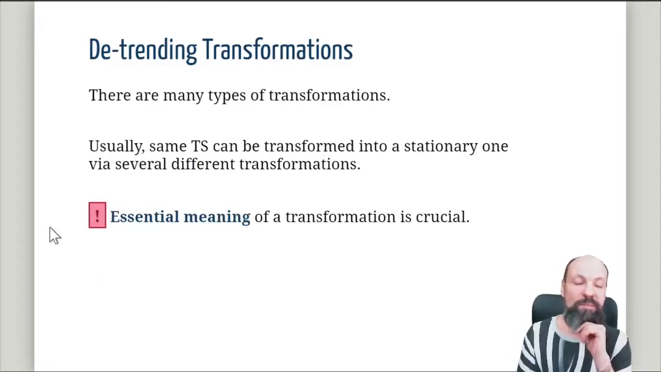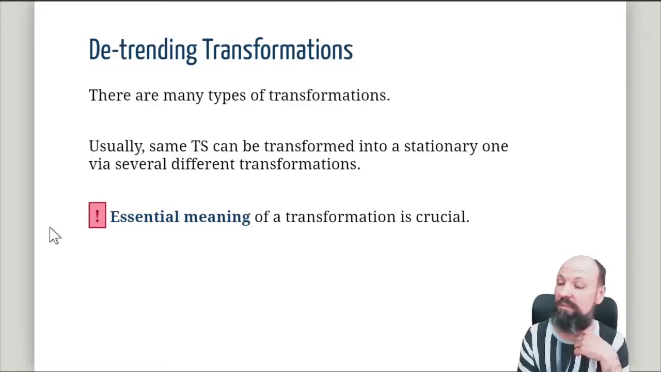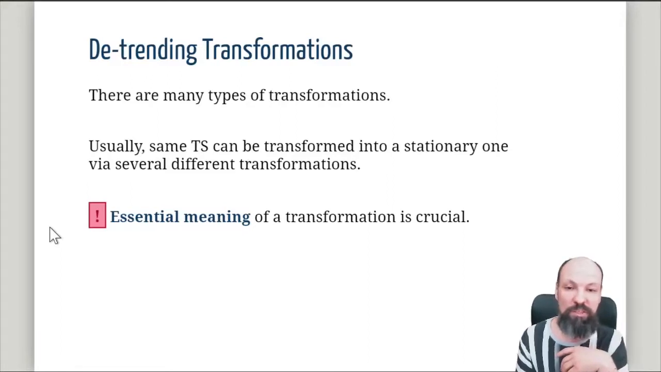And again, the same idea as with the testing. Essential meaning of transformation is crucial, especially when your purpose is not just to look at the pretty graphs that look like stationary processes, but also to model the data. And if you apply transformations to the data that are meaningless, you can achieve something that looks stationary, but then it is pretty much impossible to use that in models, because you are going to model something that has no meaning. And there are many examples of such unfortunate transformations, well, very unfortunate.